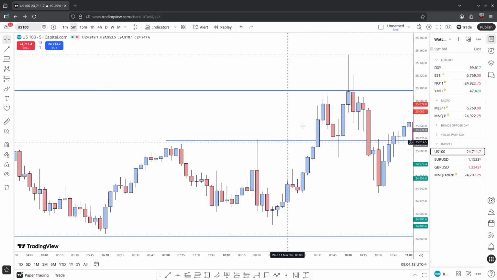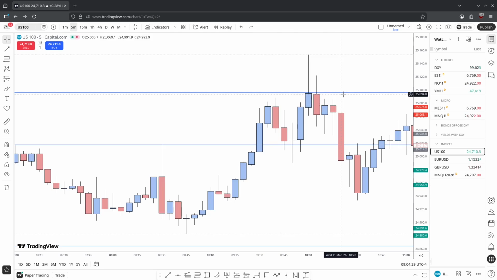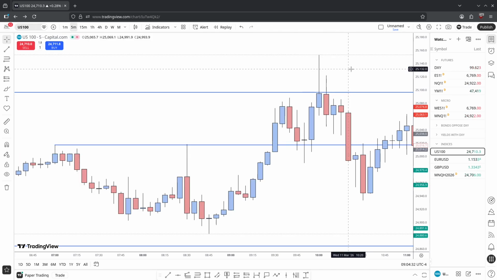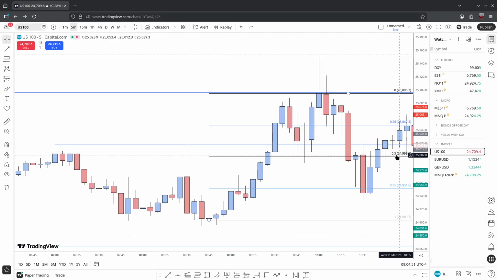If we look at this range here, this low to this high, or even this low to this high, in relative terms, looking at where price is at the moment, which is here, would you be in a discount or would you be in a premium of this range? Above 50%, which should answer your question: premium.